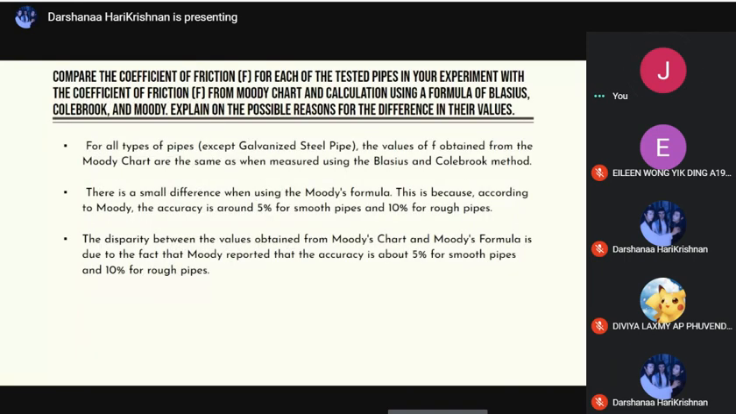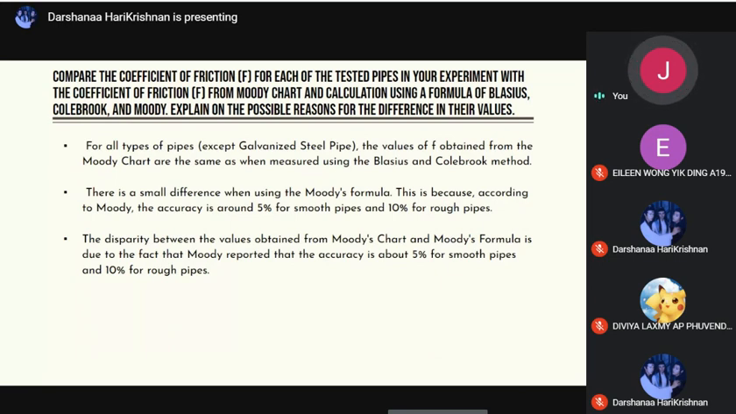Next. So we are to compare the coefficient of friction for each of the tested pipes in the experiment, with the coefficient from Moody chart, and to compare also the coefficient of friction from Moody chart and calculation using a formula of Blasius, Colebrook, and Moody. We are also to explain the possible reasons for the difference in their values.